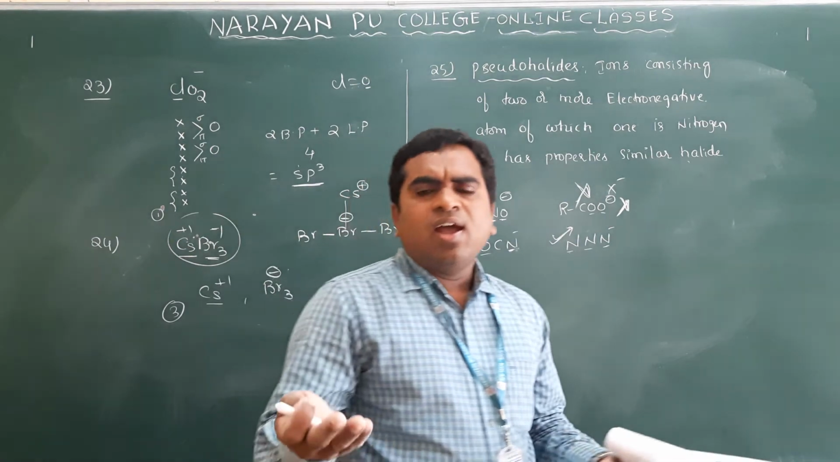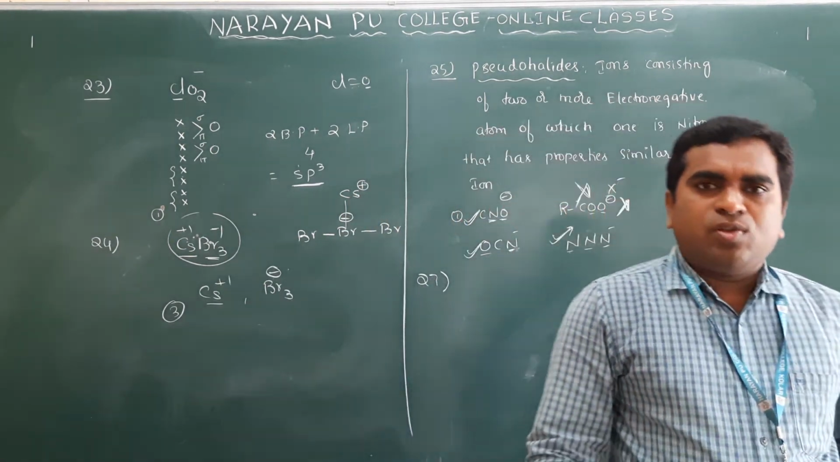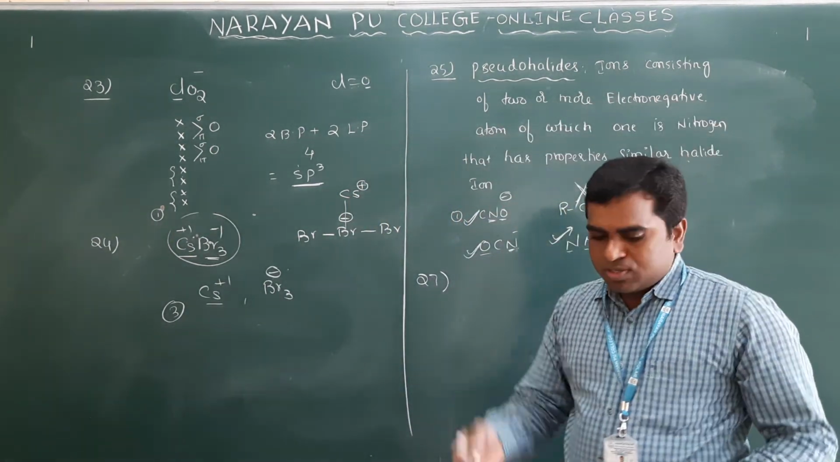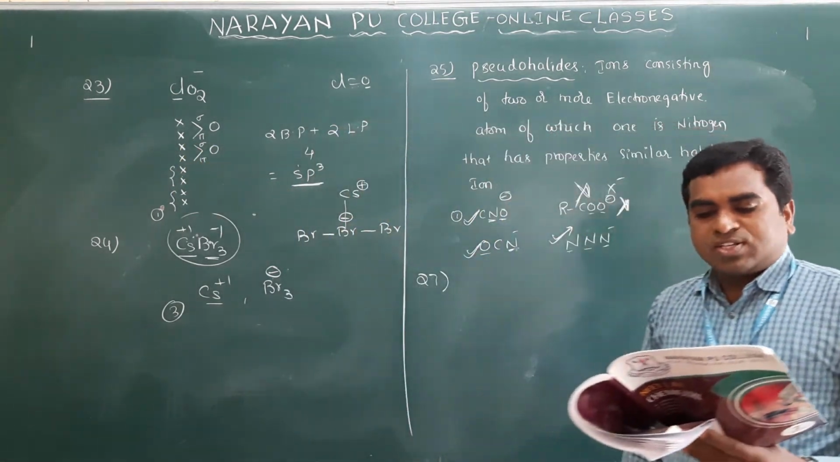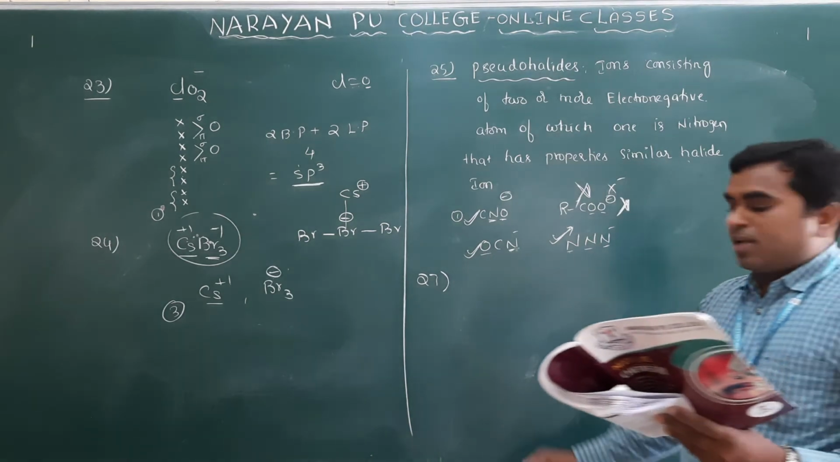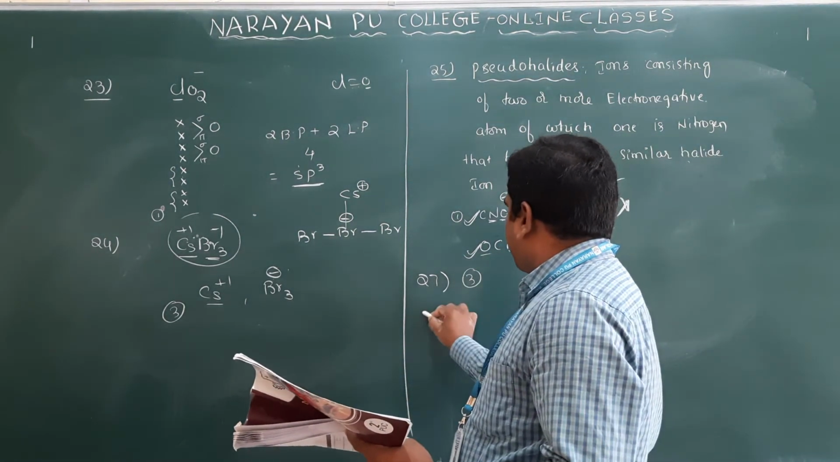Or you can say halogens are most electronegative. Clear? So that's why they can easily accept the electron. That can also be written. So next one, 28 question. Clear? 27, what is the answer? Option 3.